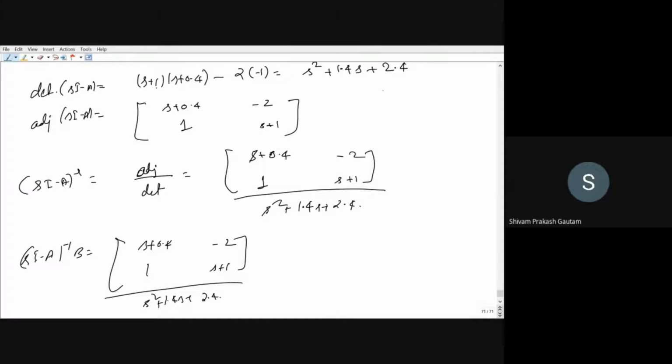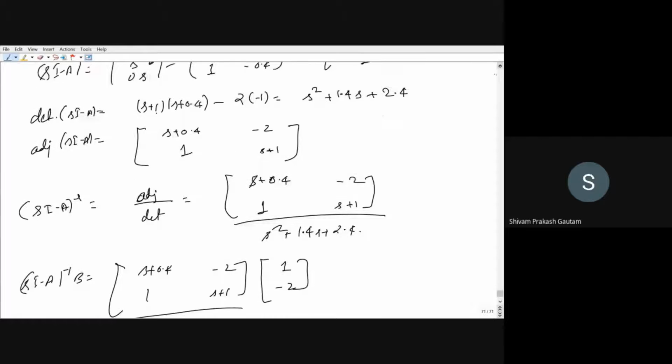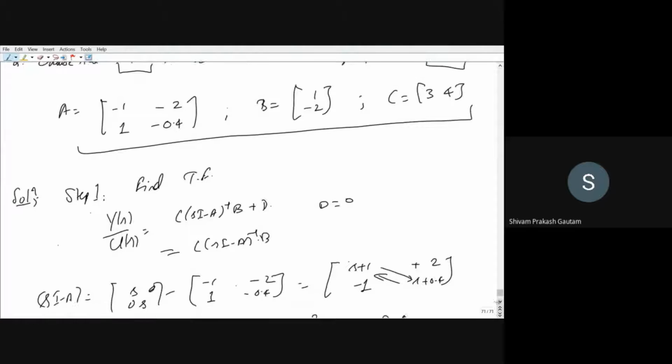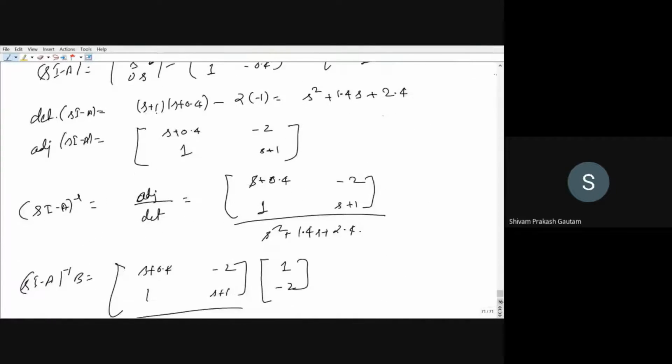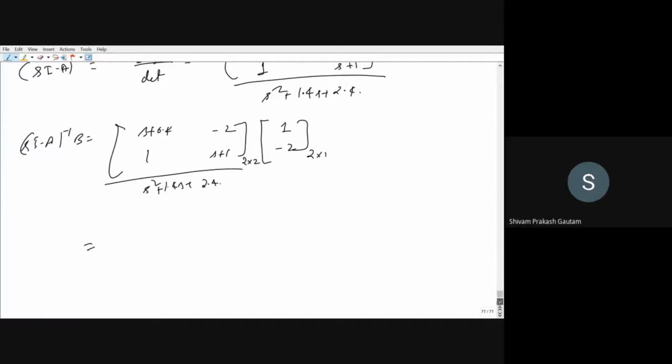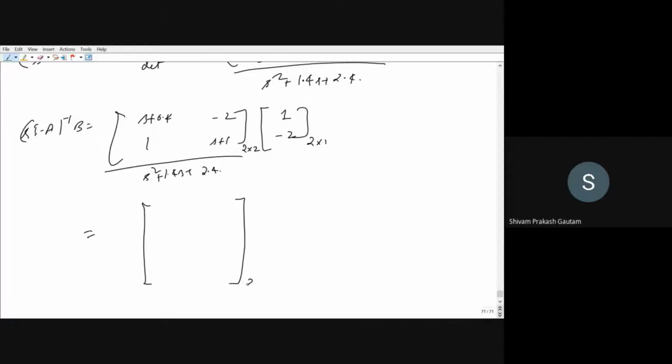I'm just keeping the determinant outside so that the mathematics can be much easier. And the B matrix is given by 1 and minus 2. You can see here the B matrix is 1 and minus 2. So we have to multiply that. How do we multiply the matrices? The dimension is 2 cross 2 and the other is 2 cross 1, so finally we will have a 2 cross 1 matrix whole divided by s square plus 1.4 s plus 2.4.